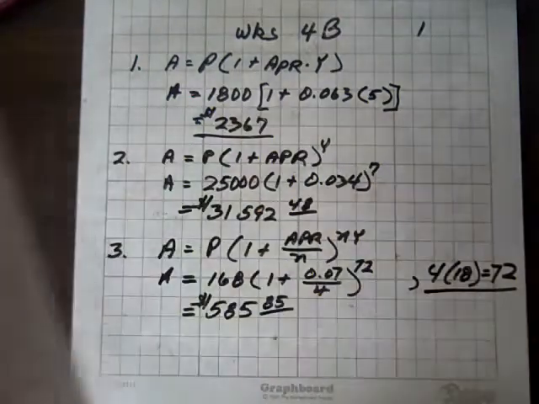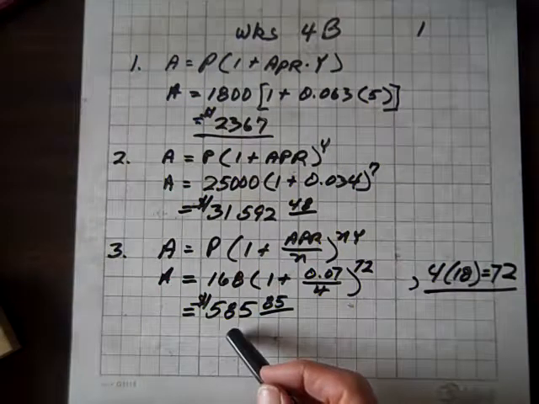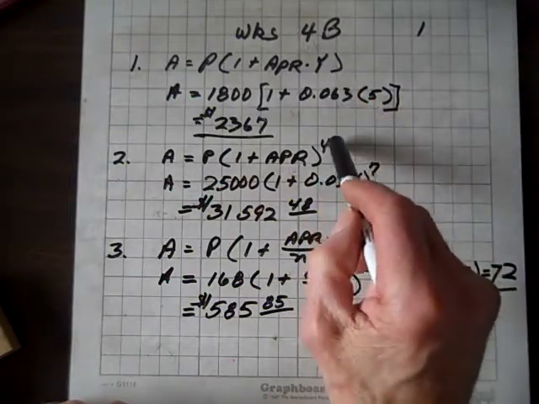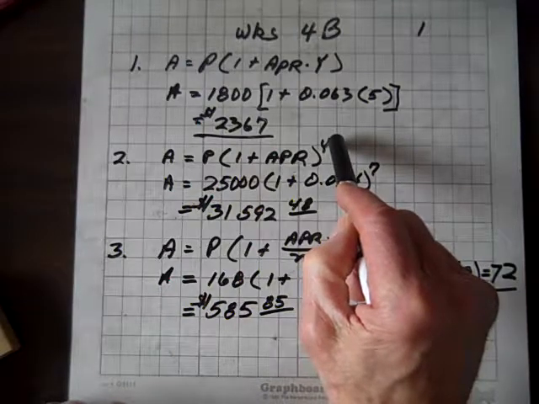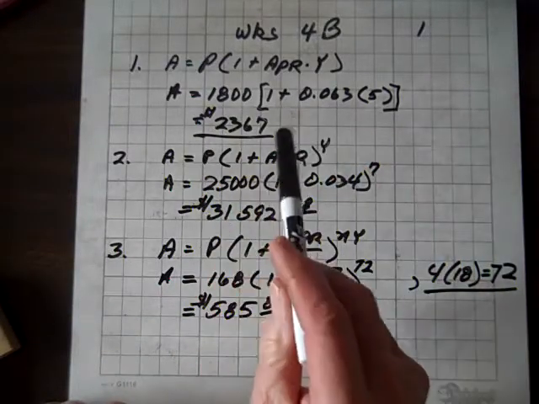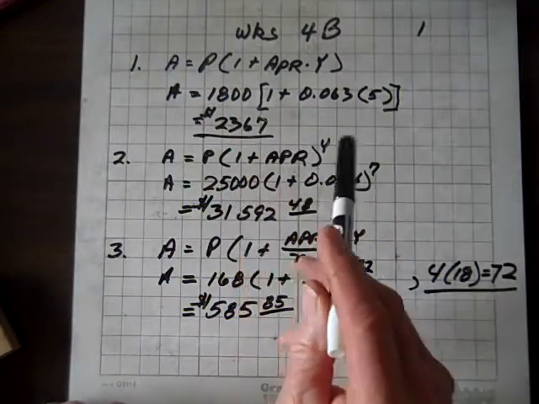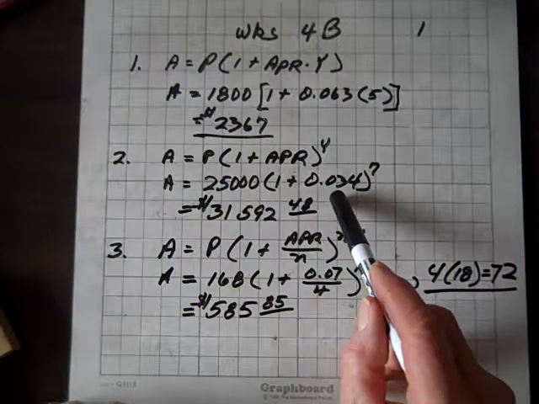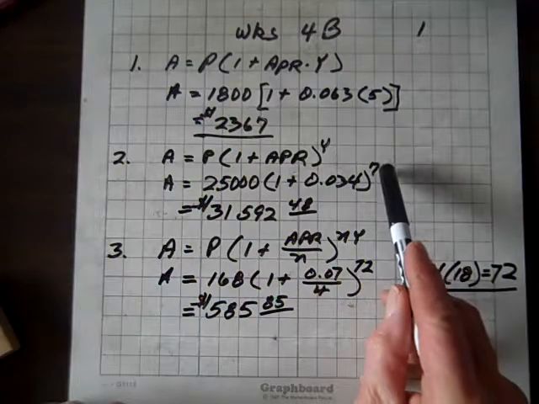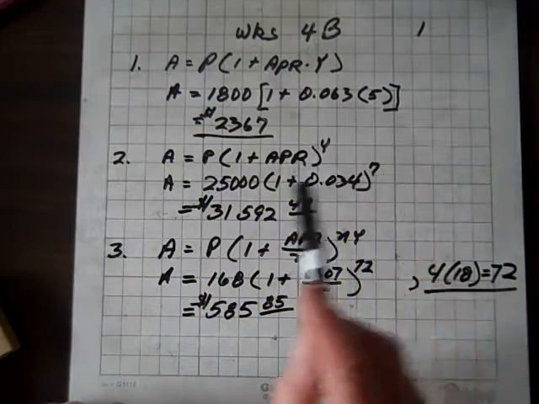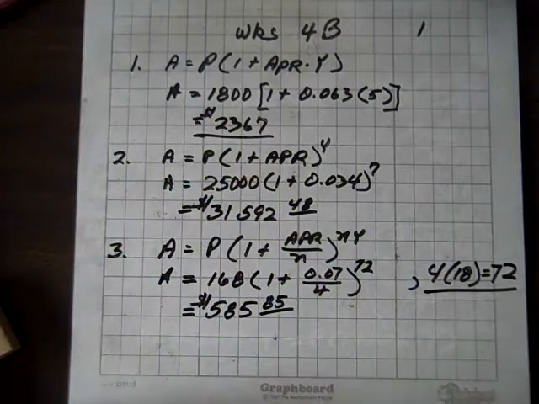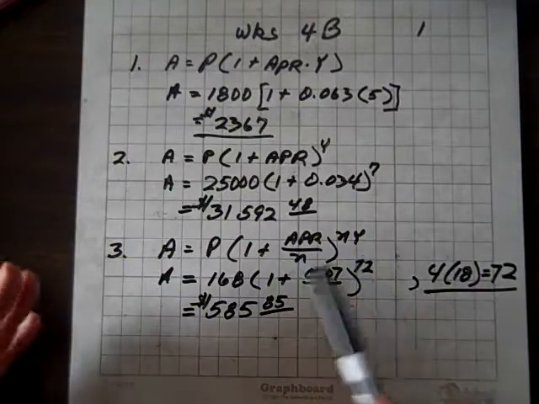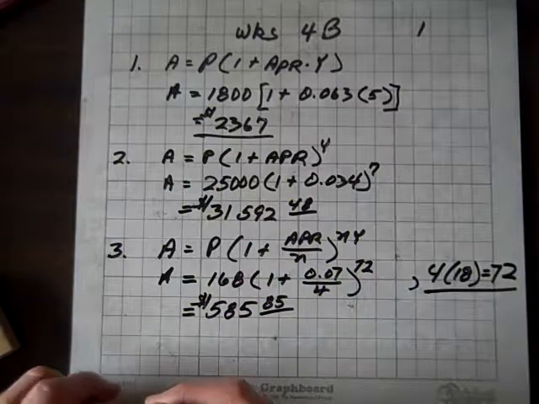Okay, if you have compound interest and you're just compounding once a year, this Y will go into the exponent. The number of years will go into the exponent. So for number 2, we've got a principal of $25,000, an annual percentage rate of 0.034, and for 7 years, 7 in the exponent, and when we find that product, we get $31,592.48.